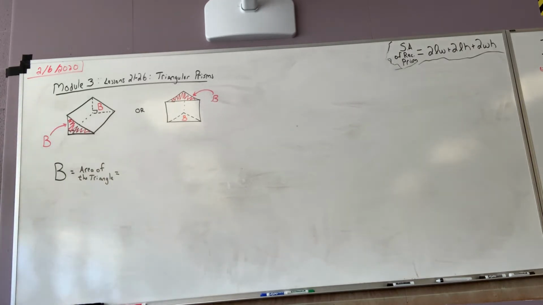Really, big B stands for area of the base. It doesn't matter what the base is. In this case, what are our bases? What shapes are our bases, Stephen? Triangles, which is why it's the area of the triangle. Who remembers the formula for area of the triangle?